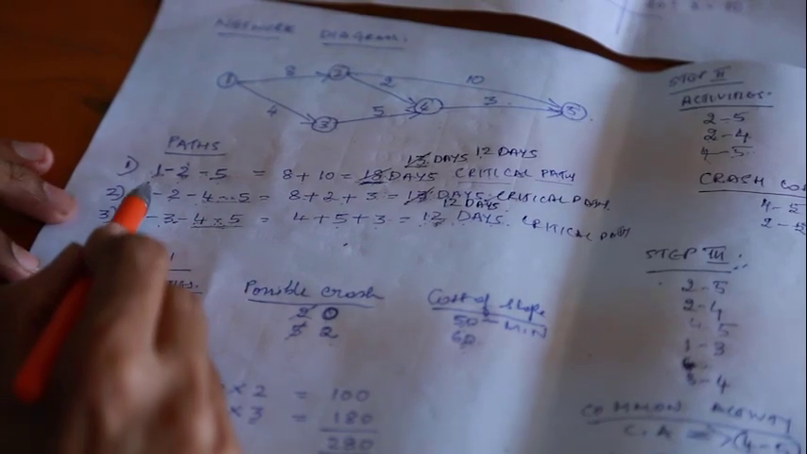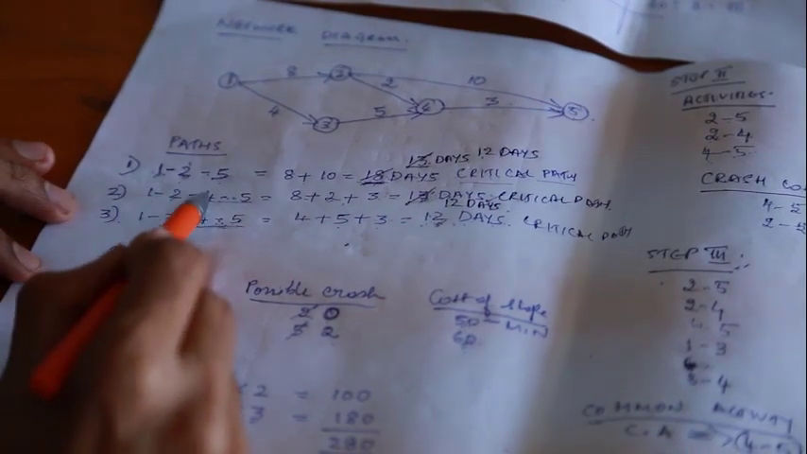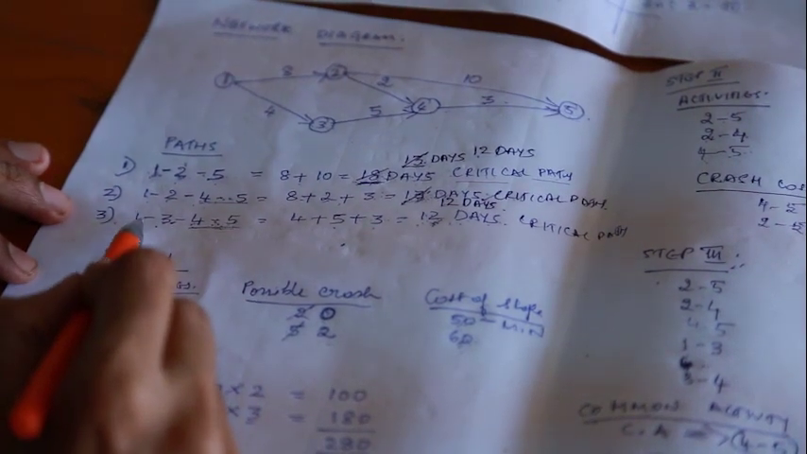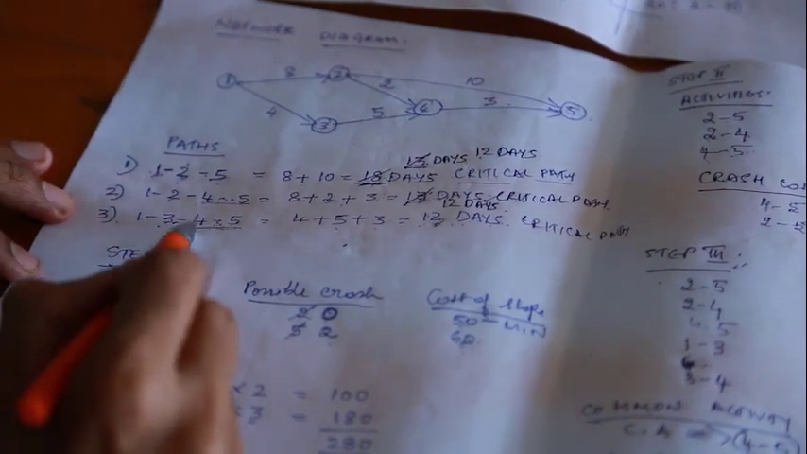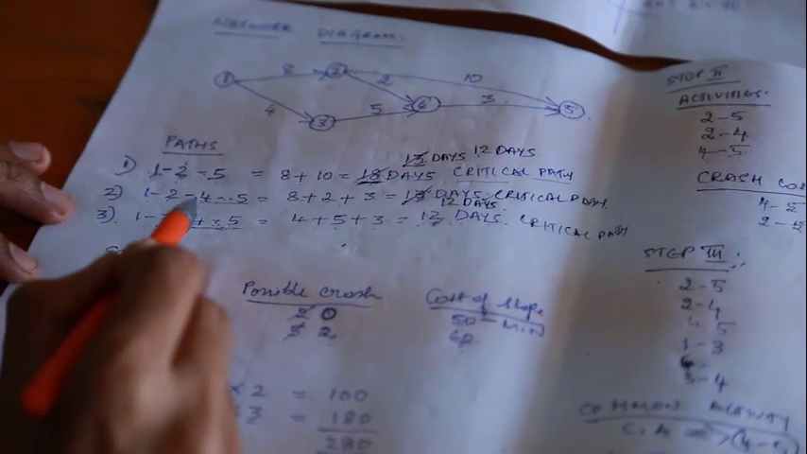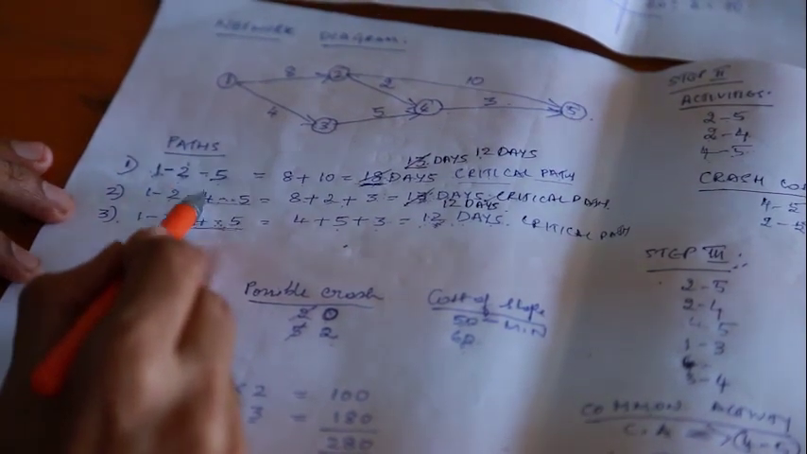From path 2, 1 to 2, 2 to 4 and 4 to 5, what is the minimum cost? Then path 3, 1 to 3, 3 to 4 and 4 to 5, what is the minimum cost? That minimum cost activity is to be crashed here, here, here.